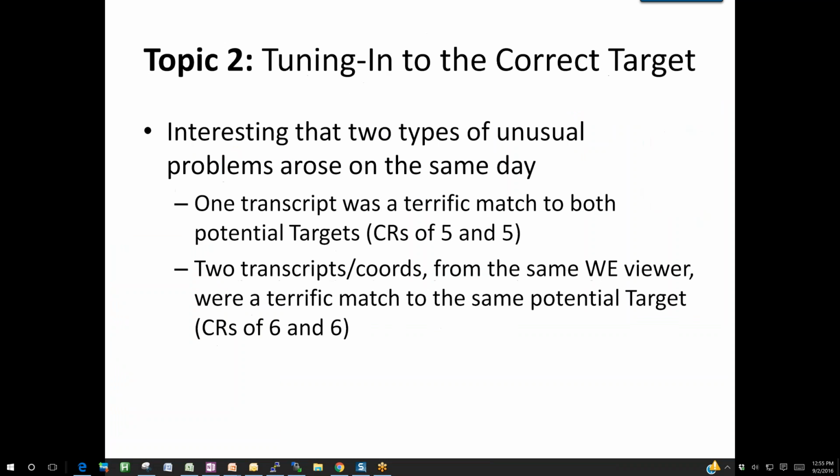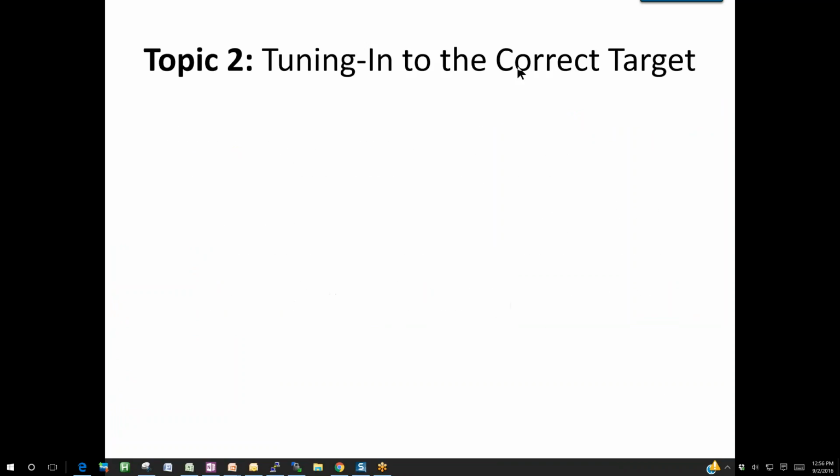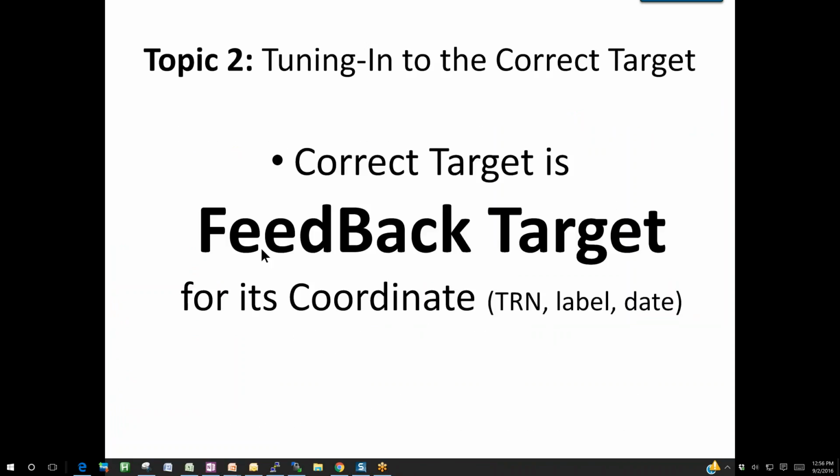It's just so interesting that this statement turns out to be really the key to almost everything we're doing. And the beacon is a way of enhancing that. You're tuning into the correct target. Well, the correct target is the feedback target for its coordinate. Intellectually, that makes a lot of sense, right? There's only one target for one coordinate.